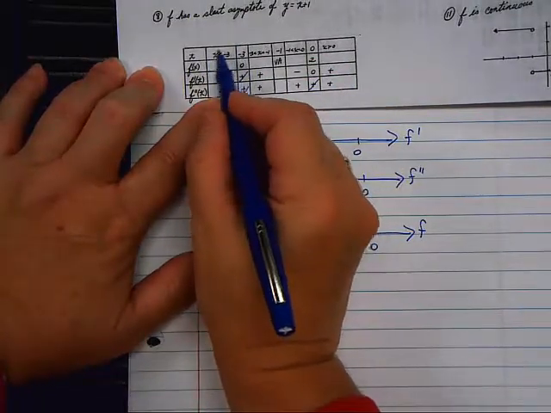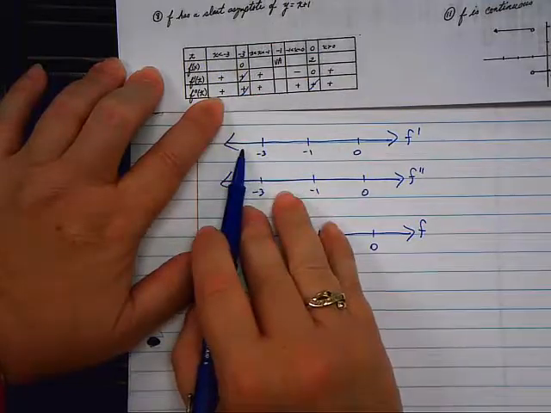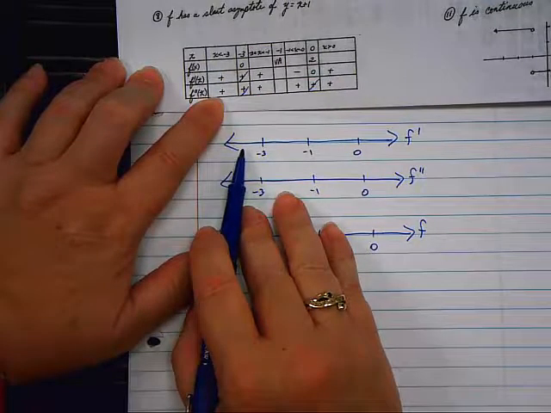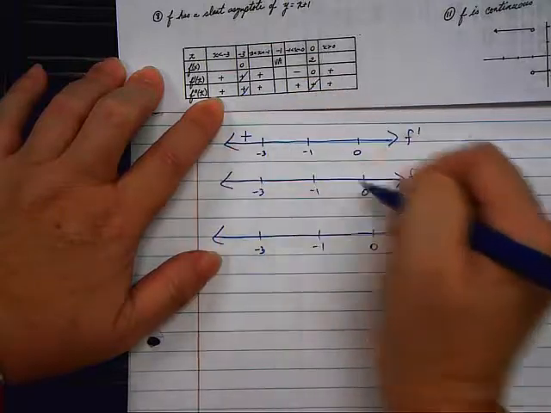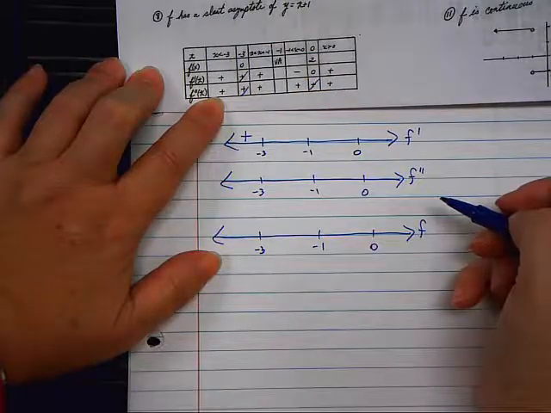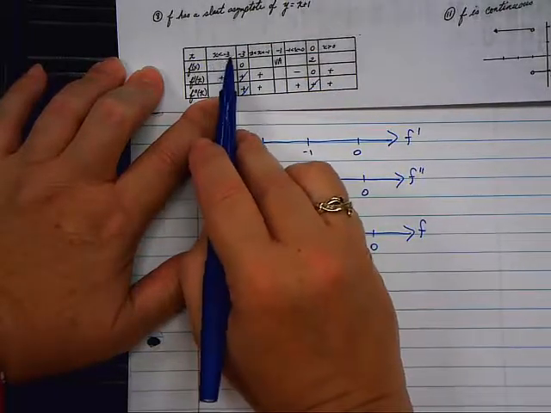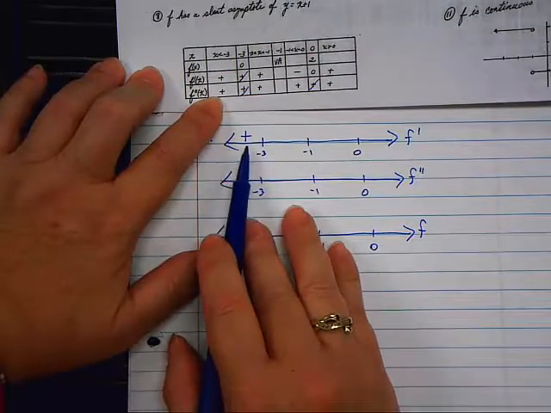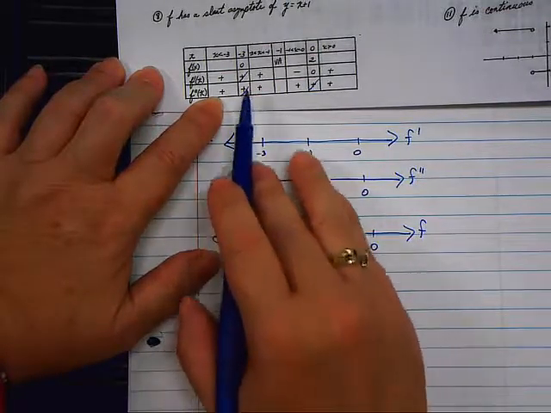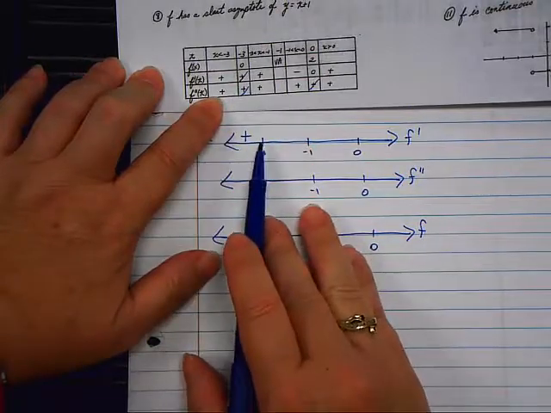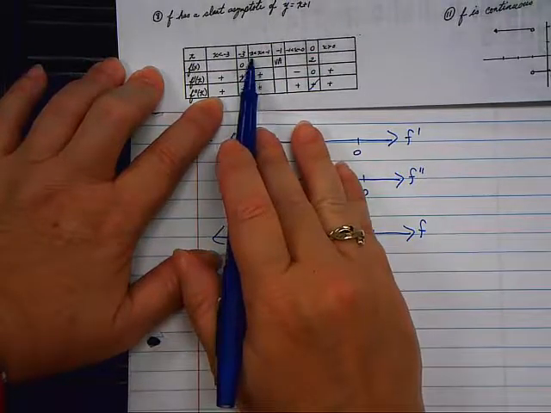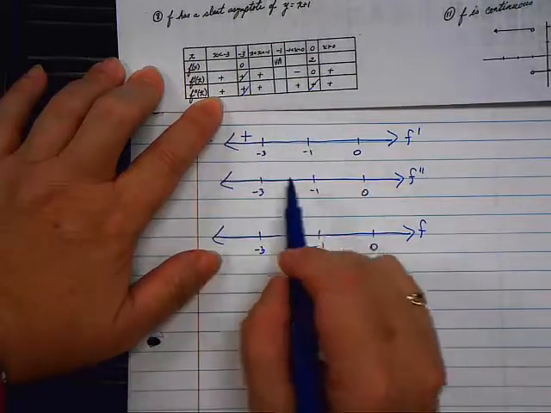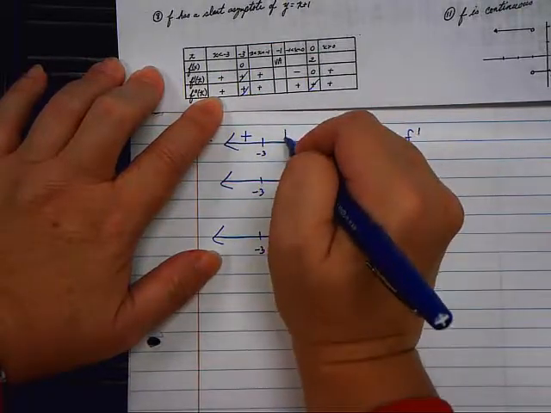So it says x is less than -3. That's this section of my number line, isn't it? So that's where the first plus sign goes. Let me say it again. X is less than -3. This is the number line section that's less than -3. So that's where the plus sign goes. Okay? At -3, it's still a plus sign. Then it says between -3 and -1, it's still a plus sign. So -3 to -1 is still a plus sign.